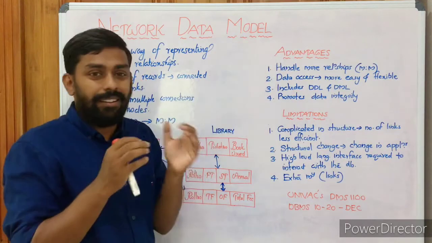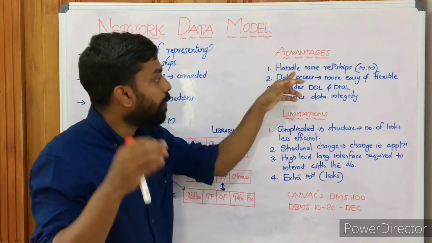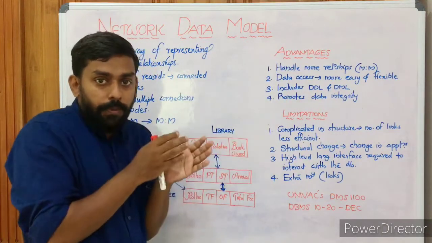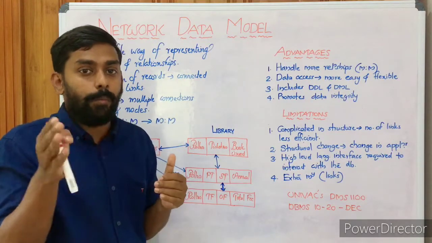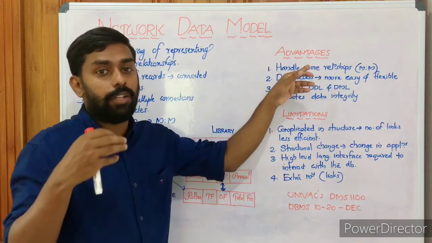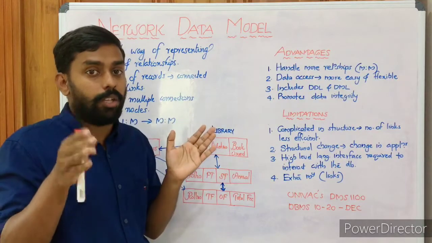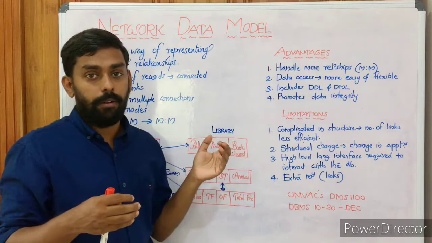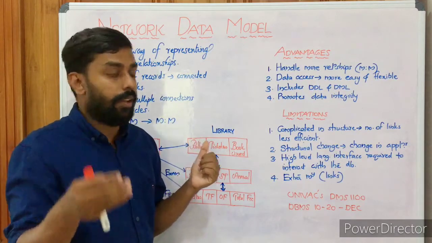Yes, then let's see some of the advantages and drawbacks or limitations. The first advantage is that it handles more relationships. We know it follows m to m, many to many relationship, other than 1 to m in the case of hierarchical. So it handles multiple relationships, as we have m to m relation. Then data access is more easy and flexible. Data access in the case of the network data model is more easy and flexible.